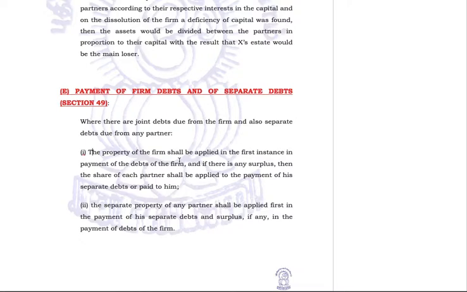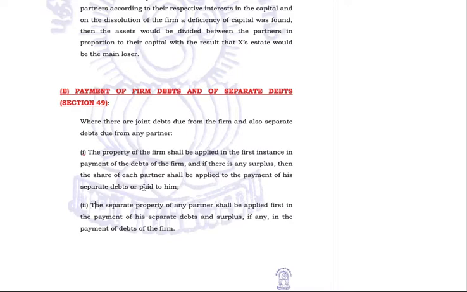The property of the firm shall be applied in the first instance in payment of the debts of the firm, and if there is any surplus, after the selling of the property of the firm something is left, then the share of each partner shall be applied to the payment of his separate debts or paid to him. Then whatever share is going to each partner, that share is going to be utilized for paying the debt of that partner.